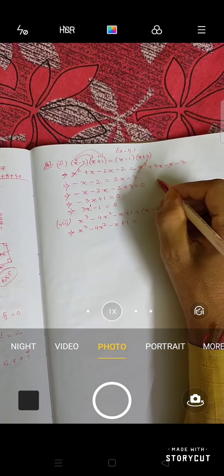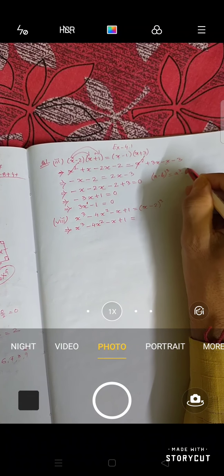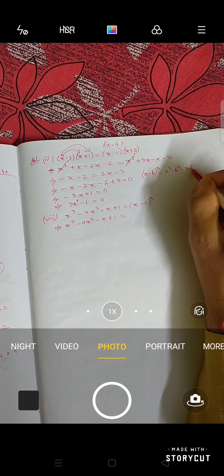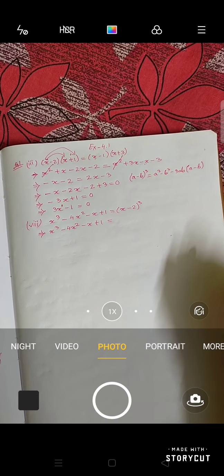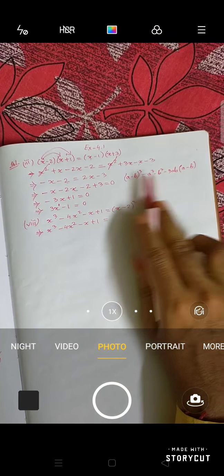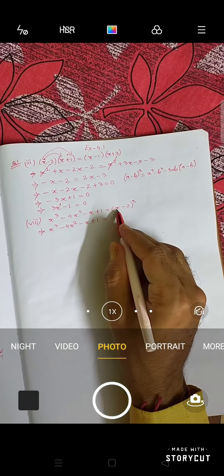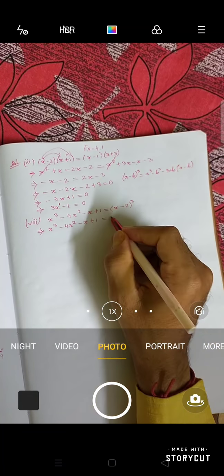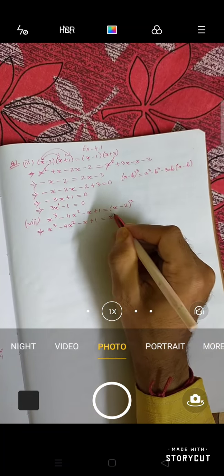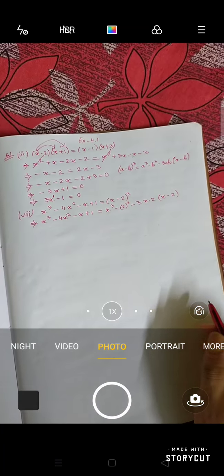So the formula for (a minus b) whole cube is a cube minus b cube minus 3ab into (a minus b). This is the formula, you have studied it in class 9. So we'll apply this formula. Here this is a, this is b, x is a and 2 is b. So we'll say a cube minus b cube minus 3 into a into b into (a minus b). Any problem?